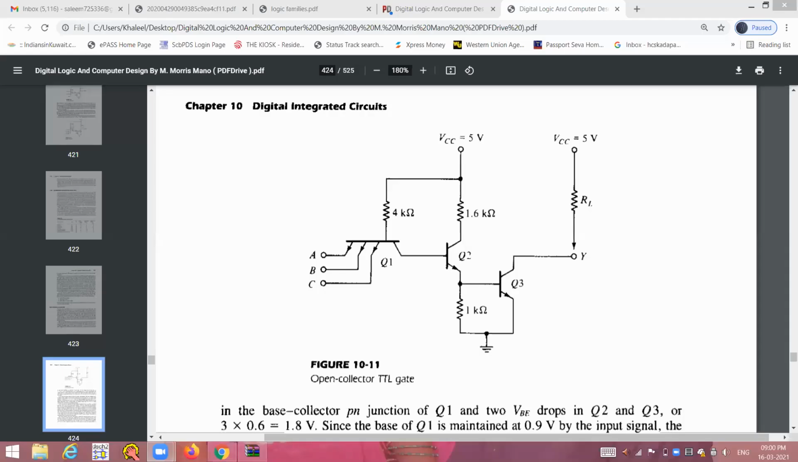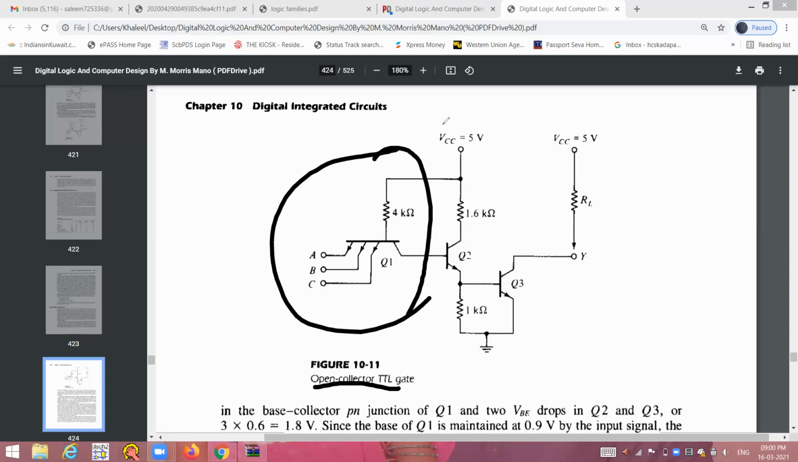Due to the lack of time I'm not going to explain this TTL, but just look at this. This is the open collector TTL gate. If you observe, it is a 3 terminal transistor. Here it contains A, B, C, that means it is equivalent to the diode structure. Here you have a phase splitter. This is the phase splitter stage.